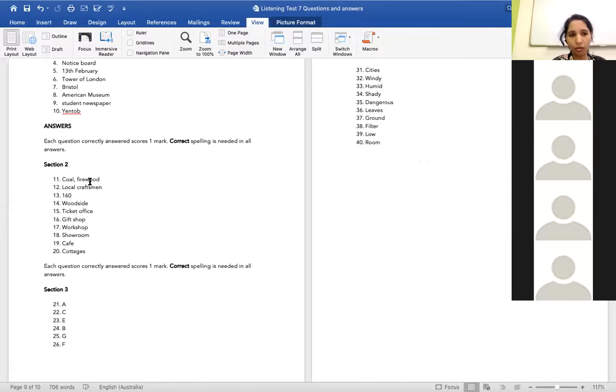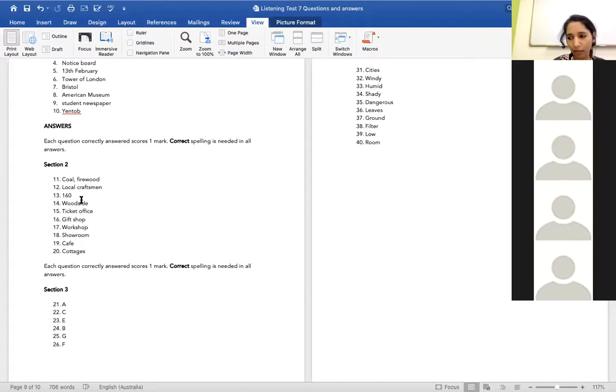The first one was coal, firewood. Next one is local craftsmen, with MEN. So this is 2 words. Firewood is 1 word. If you've written fire space wood, that's wrong. You won't get points for that. So this is 0.5, 0.5, so you'll be missing out 0.5. Local craftsmen, in plural.